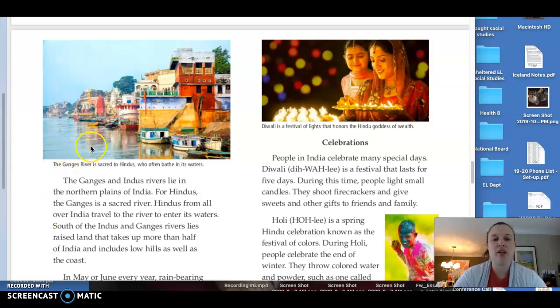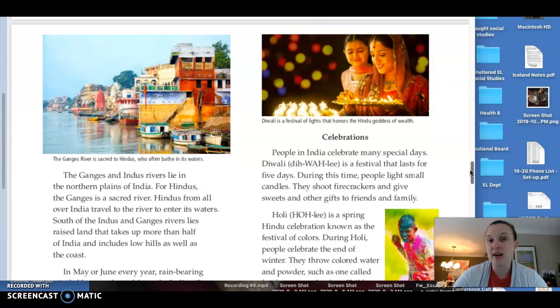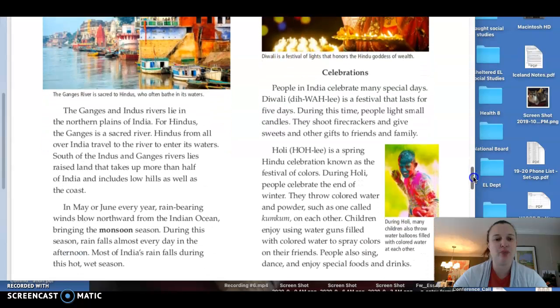So people go in here for religious reasons. They go and bathe in the Ganges River. In India, they also call the Ganges the Ganga. That's its name in the Hindi language.